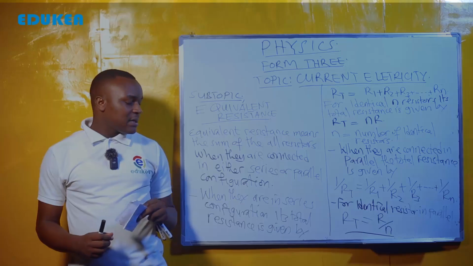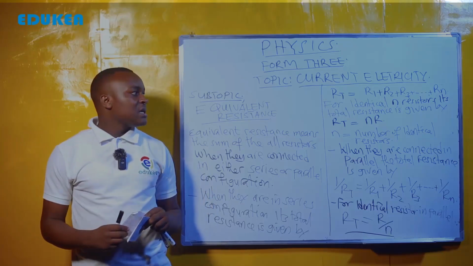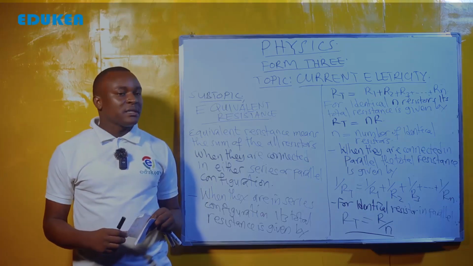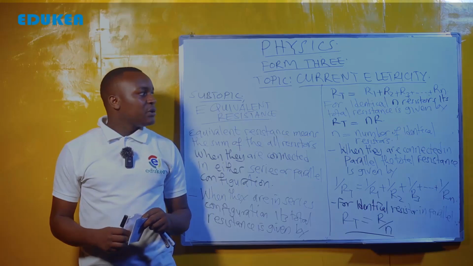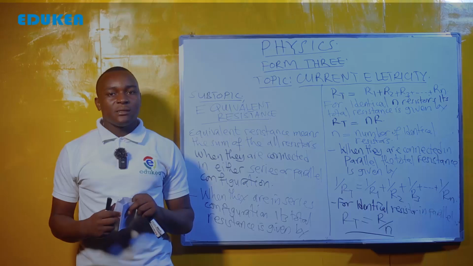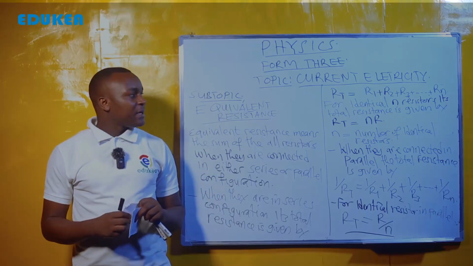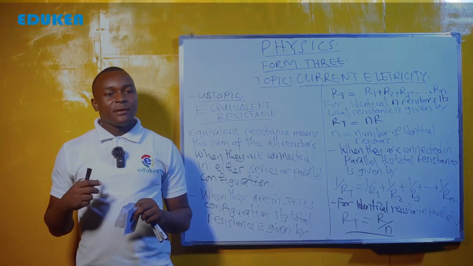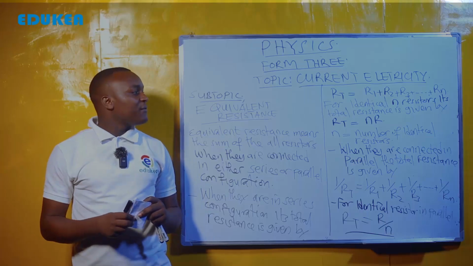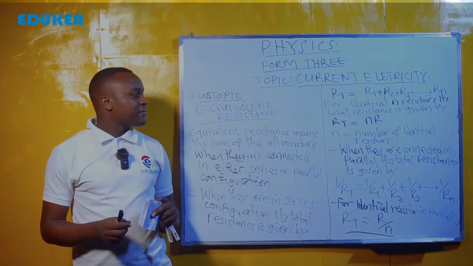So when the resistances are connected in series, their resistance value can be calculated in such a way that the total resistance will be equal to the sum of R1, resistor 1, plus resistor 2 plus resistor 3, up to resistor N. N is the number of resistors you have. So if you have 5 resistors, then N is equal to 5.